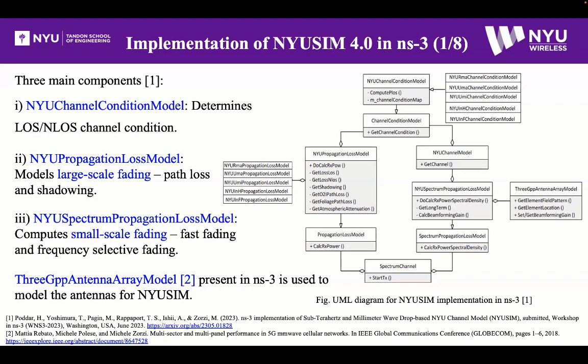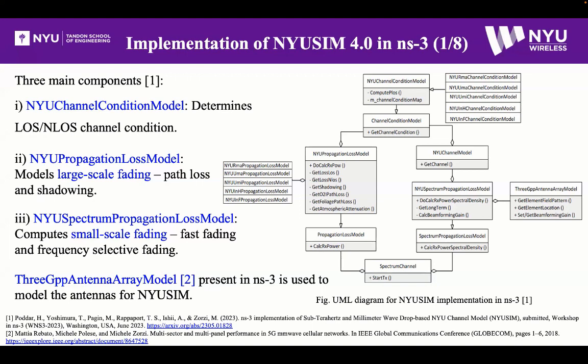But then again, we give the users the option to select the model. So one could select a 3GPP model or an NYU model, similar to how they would select any other model in NS3. The major three components that we have in NS3 are, first, the NYU channel condition model, which determines the line of sight or non-line of sight channel condition. Then the second one is the NYU propagation model, which basically models the large scale fading, which includes the path loss and shadowing.